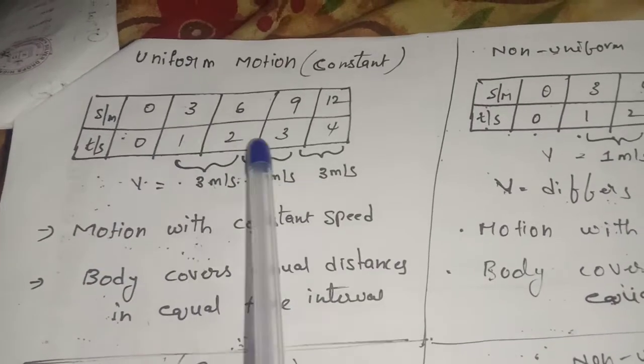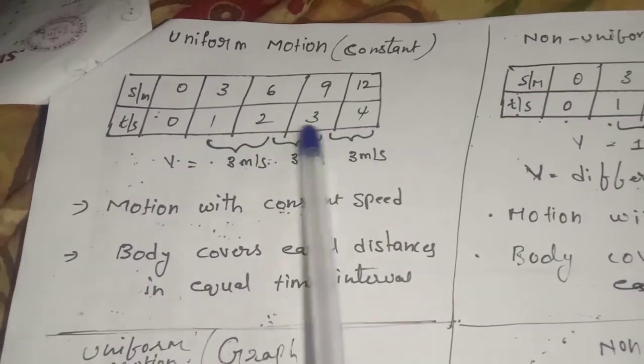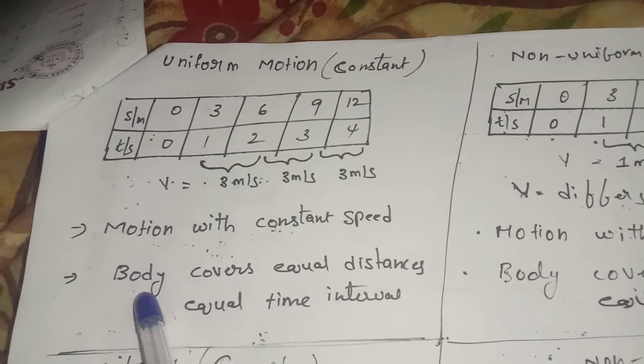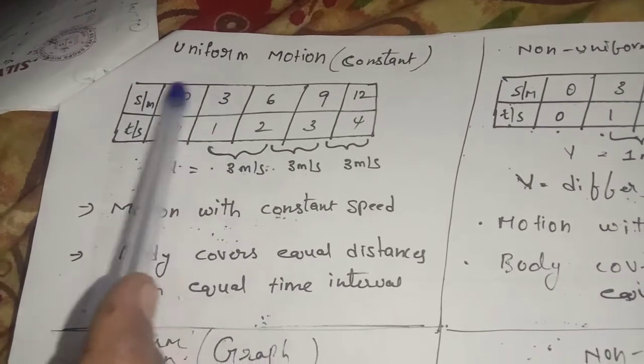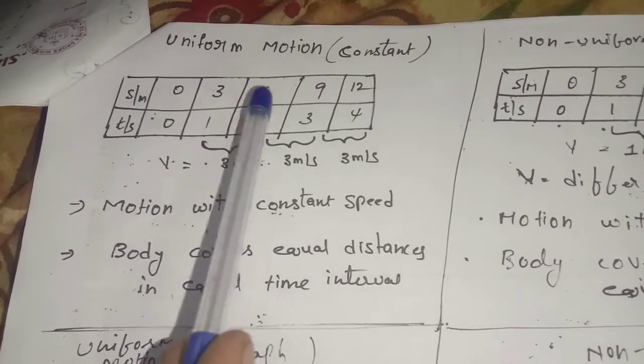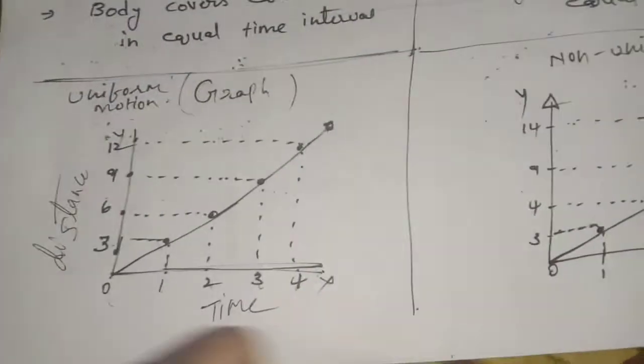2 minus 1 is 1. 3 minus 2 is 1. So every 1 second it is changing. So time is also the same and the distance is also covered in the same intervals of time. Now we will see it in a graphical representation.